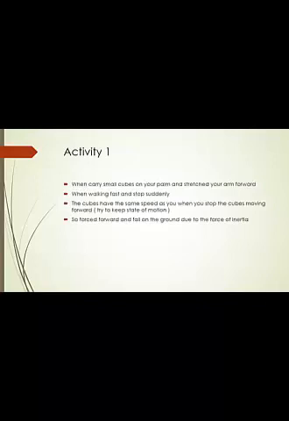Activity number 1: carry small cubes on your palm and stretch your arm forward. When walking fast and you stop suddenly, these cubes have the same speed as your speed. When you stop suddenly, the cubes move forward. Why did they move forward? Because these cubes try to keep the state of motion with the same speed as you, but when you stop suddenly, they keep moving forward and fall on the ground due to the effect of inertia.